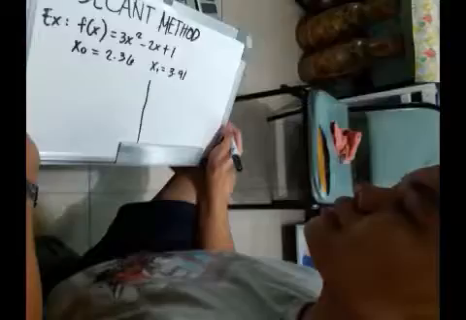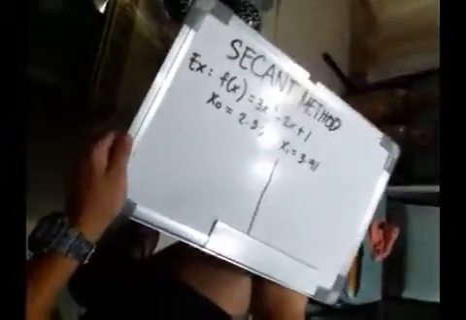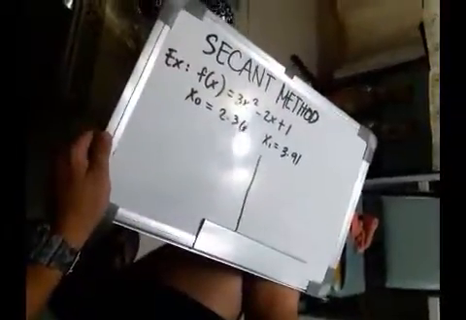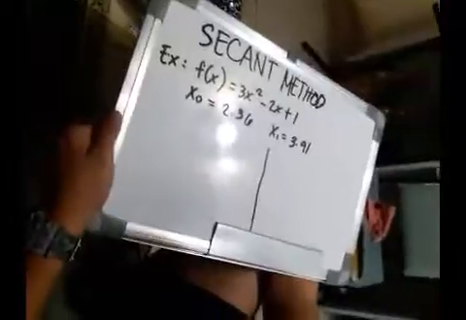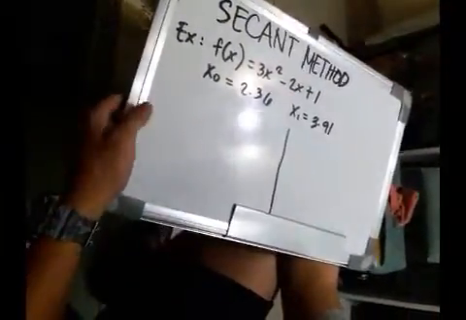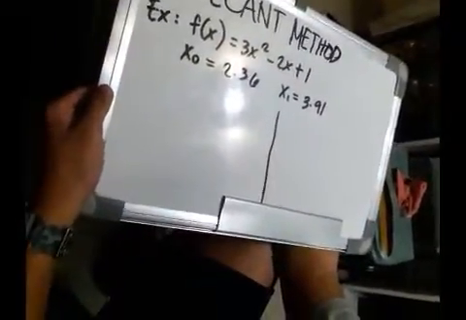This time we will consider an example. f(x) is equal to 3x squared minus 2x plus 1, and x sub 0 is given equal to 2.36 and x sub 1 equals 3.91.